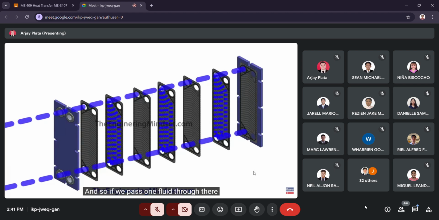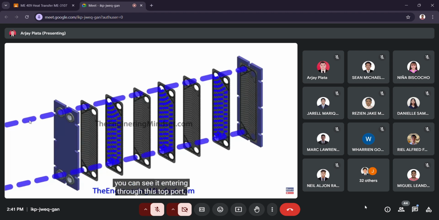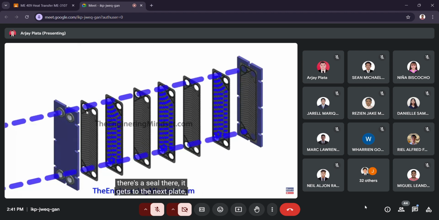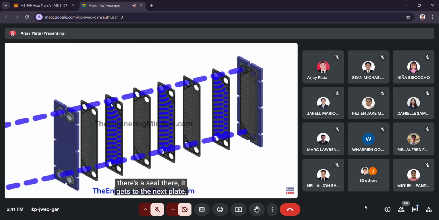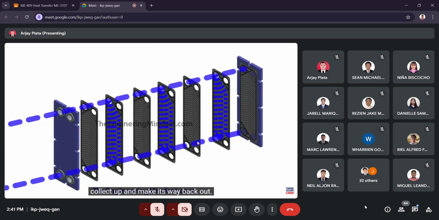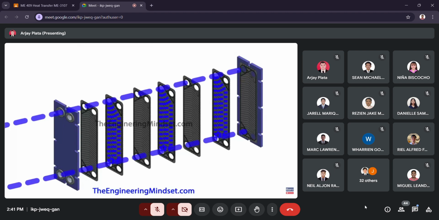And so if we pass one fluid through there, you can see it entering through this top port, passing all the way through. It can't pass through this one. There's a seal there. It gets to the next plate. Oh, there's no seal there, so we can pass through there. Can't go into this hole, but it can get into this one because there is no seal. And so all these will pass through, collect up, and make its way back out.